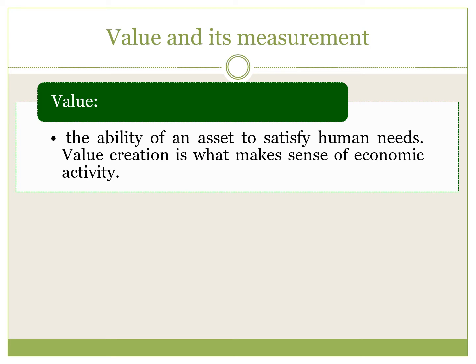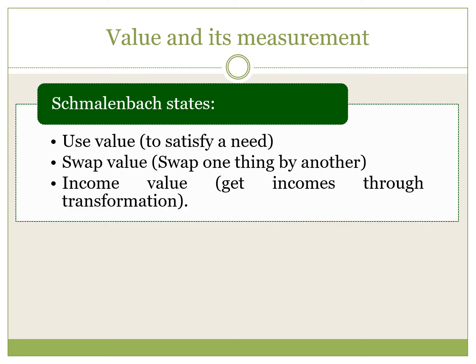As economists, we understand value as the ability of an asset to satisfy human needs. And value creation is what makes sense of economic activity. Smallenbach, who was a very important economist, states that there are three different values. Used value, and this is the value that a thing has because it satisfies a need. For example, today I need to go somewhere. So my car has value because it helps me with my need. My car takes me to that place I need to go.